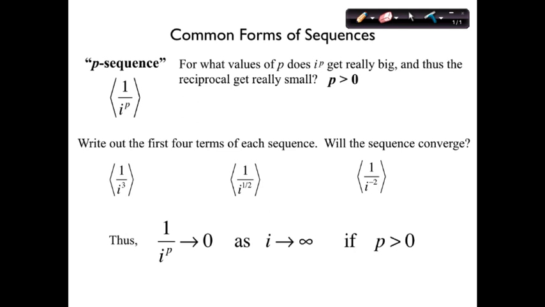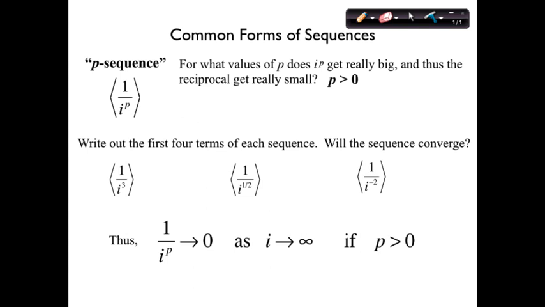So here's another way to say that. Thus, 1 over I to the P approaches 0, has a limit of 0, converges to 0. Those are all the same thing. That's what the arrow to 0 means. It means the terms of the sequence get indistinguishably close to 0, or the limit is 0, as I gets big, if p is greater than 0.